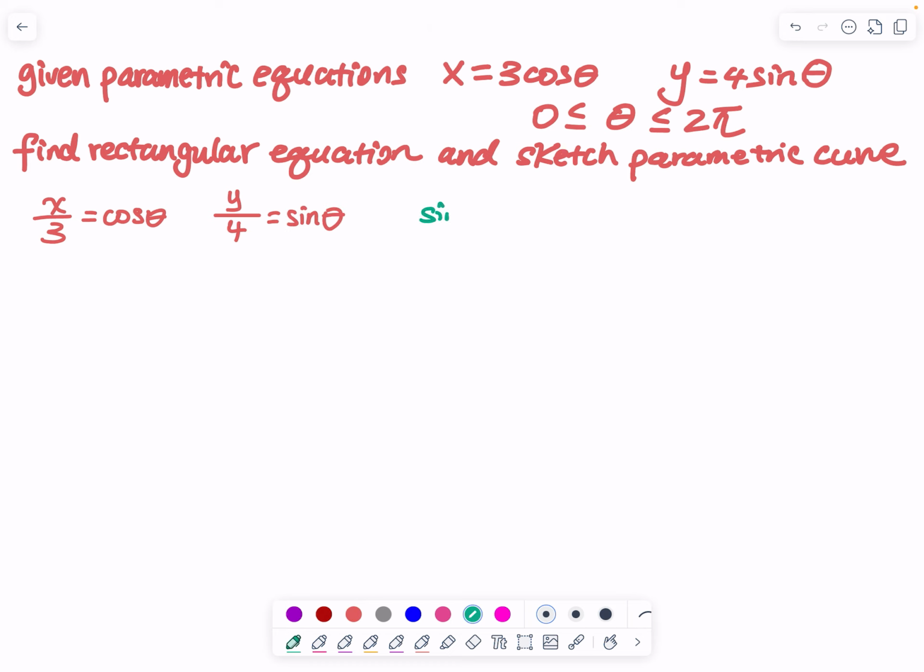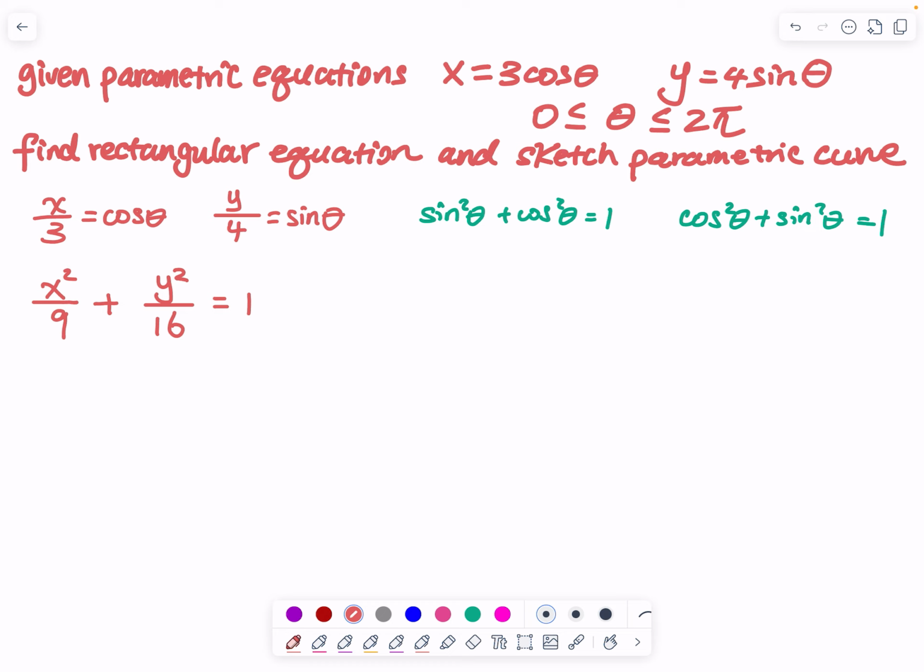And then I will state the identity. That will be sine squared theta plus cosine squared theta equals 1. This one, x goes first. We can write cosine squared plus sine squared equals 1. And then I will just square both sides, right? So after you square both sides, you have x squared over 9, that is a cosine squared. And then you add sine squared, y squared over 16, not 4, sorry, 16. And then that equals 1.